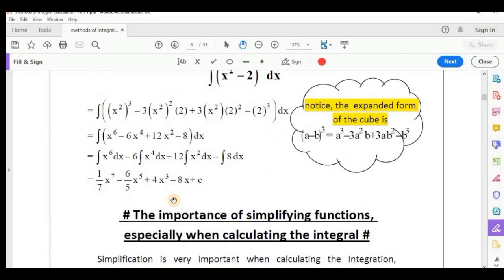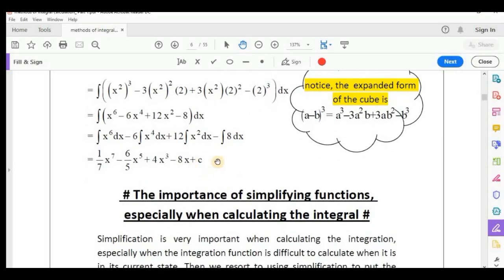And later on we will use the general form for the integration. We will increase the exponent by 1 and we will divide by the new exponent. 6 plus 1 will be 7 and we will divide by the new exponent. 4 plus 1 will be 5 and we will divide by the new exponent. 2 plus 1 will be 3 and we will divide by the new exponent. Plus, don't forget to put the constant c.